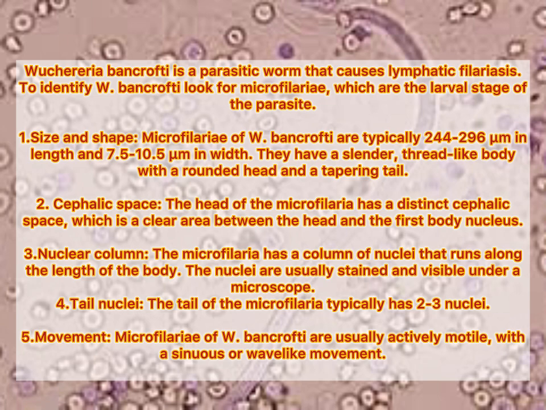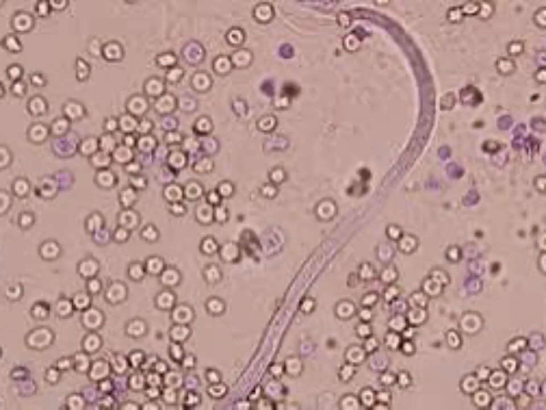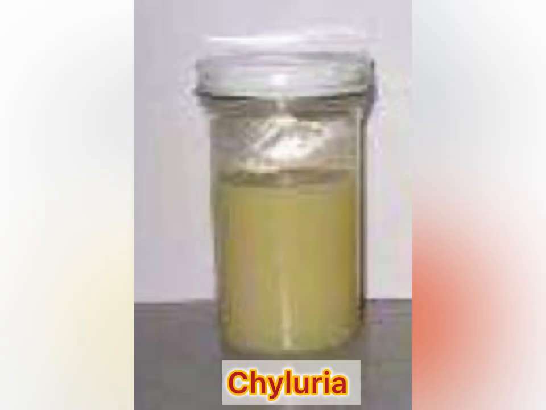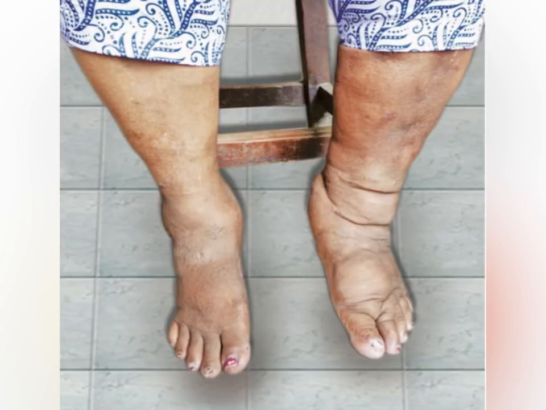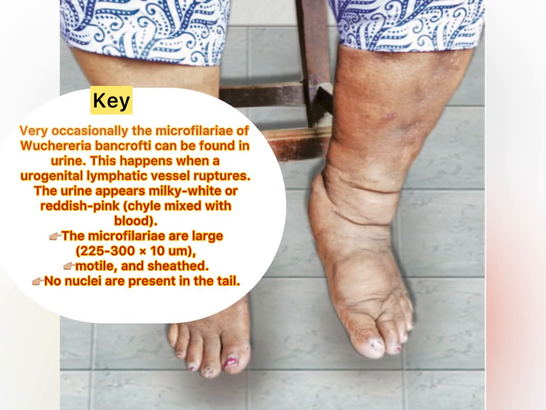Note: the movement of the microfilaria is very critical in identification. They are usually actively motile with a sinuous or wave-like movement. The presence of Wuchereria bancrofti will cause lymphatic filariasis, which leads to chyluria, leakage of the lymph fluid into the urine. Infection with this parasite is called lymphatic filariasis or Wuchereriasis.